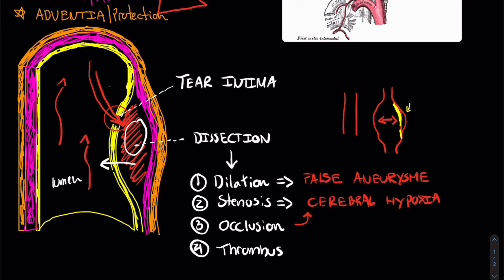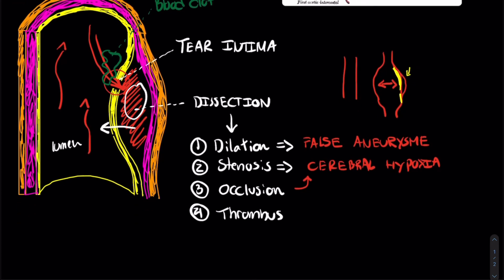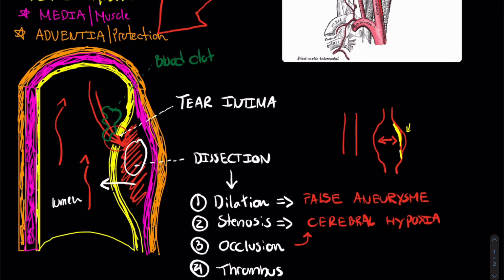And so we can have formation of a blood clot. Now this can be extremely dangerous. And remember when I said that dissection of the carotid artery is the main cause of strokes in the young population. And so this is exactly why.